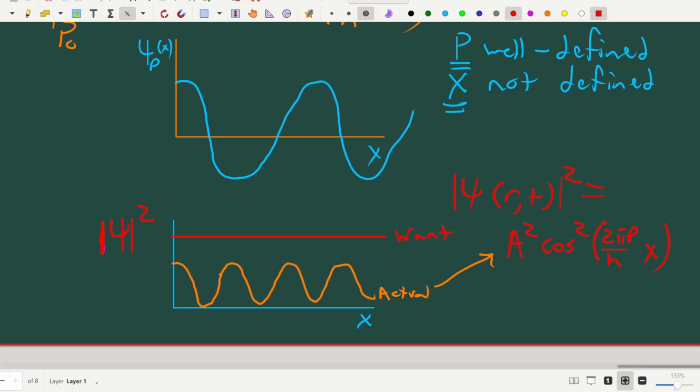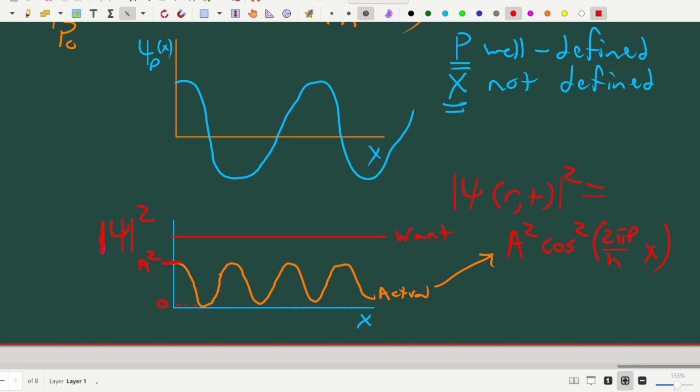So this is high probability, this is a squared, and this is 0. So with this wave function, if our electron or our particle is associated with it, then the probability of observing it somewhere changes as a function of position. There are parts where you don't see it and parts where you do see it.